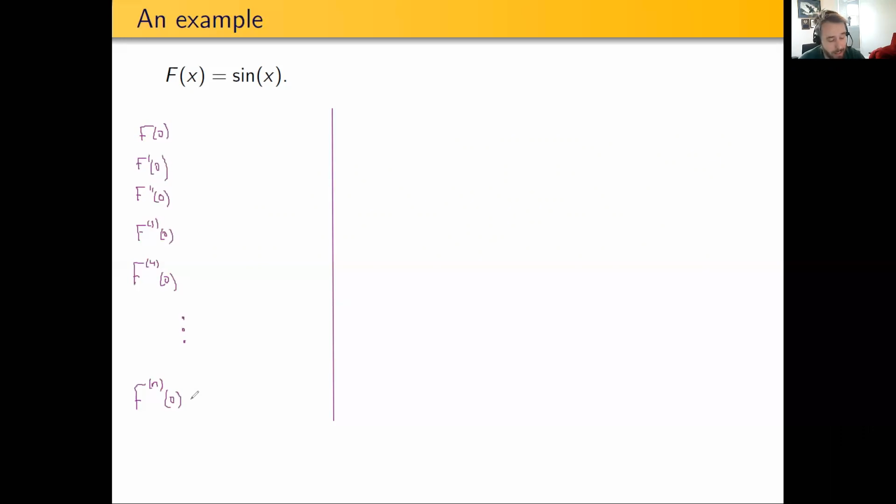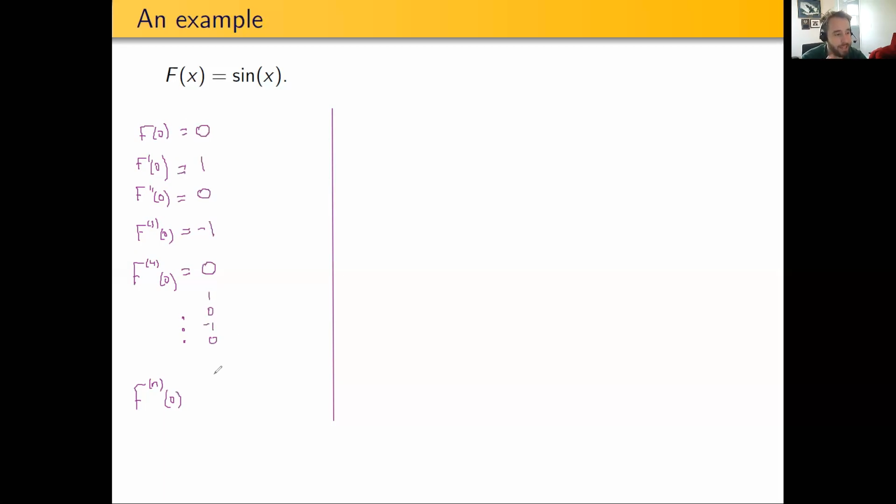And we've done this already in a previous video, so I won't go through all the gory details, but our function at 0 is just 0. The derivative of sine is cosine, and at 0, cosine of 0 is 1. F double prime, that was negative sine, so that's negative 0. F triple prime would be negative 1. The fourth derivative would be 0. And then this will actually repeat, right? So the next one would be a 1, a 0, a negative 1, a 0, and so on.